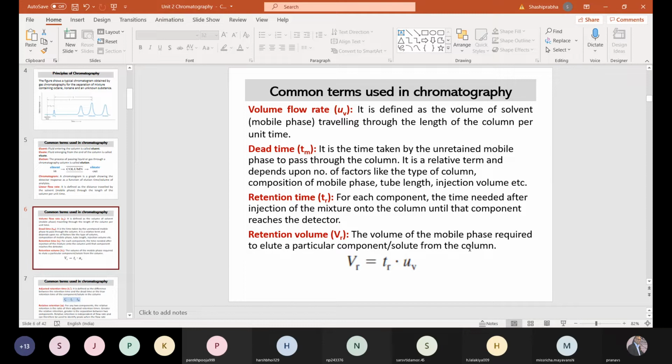That volume is known as retention volume, and that can be calculated by knowing the retention time and the flow rate, the volume flow rate. दोनों को अगर हम मल्टीप्लाई कर दें, this is time, say for example in minutes, this is flow rate, so it will be ml per minute. So minute cancels, so you'll get volume. So this is the volume of the mobile phase which is required to elute a particular component from the column. I hope things are clear.